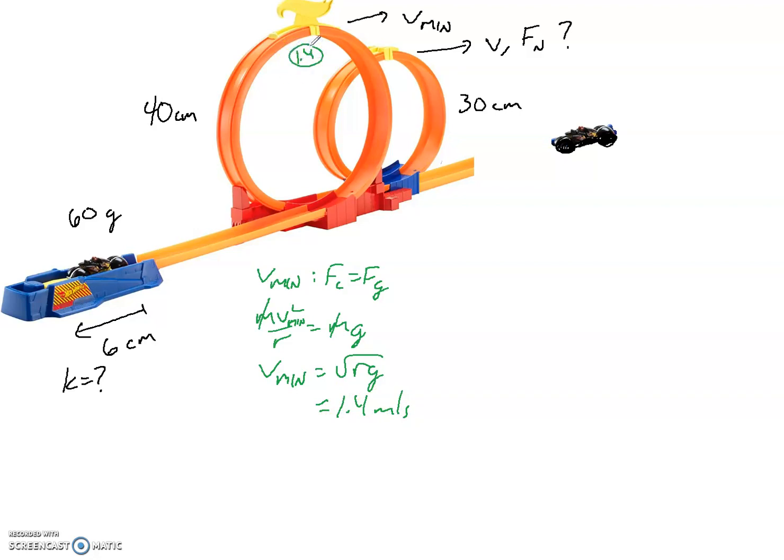Now that I have the speed at the top of that loop, I can find the kinetic energy there. I also know the height of the loop and the mass, so I can find the potential energy up there. I can put those two together and I've got the total energy. Once I have the total energy, I can use it anywhere. So let's start by finding the kinetic energy.